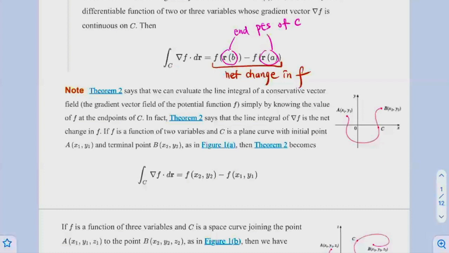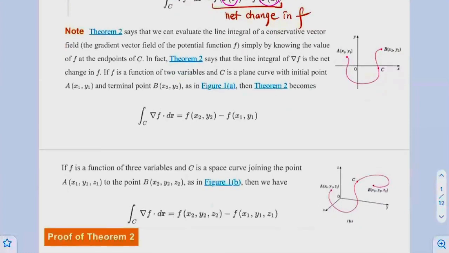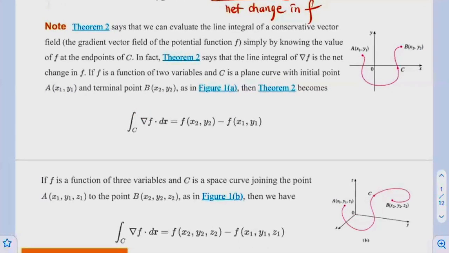Let's say that one more time. The line integral of this conservative vector field over this curve C is equal to the change of this small f function, the potential function f, at the endpoint of the curve. So let's think about the two-dimensional case, like in R2. If we integrate the gradient along the curve C, starting at x1, y1 and ending at x2, y2, then it is equal to the potential function f evaluated at x2, y2, subtracting the small f function evaluated at x1, y1.